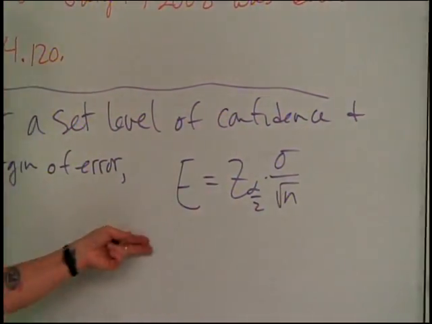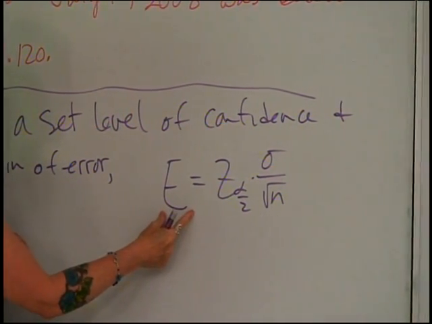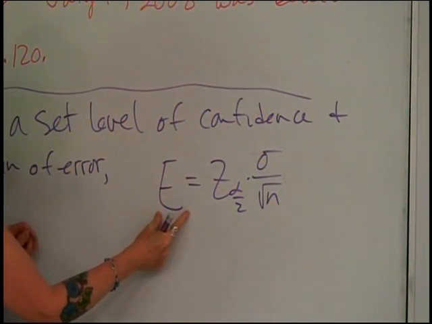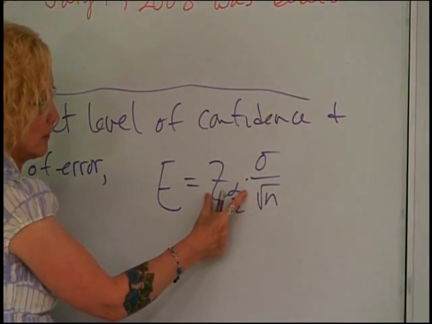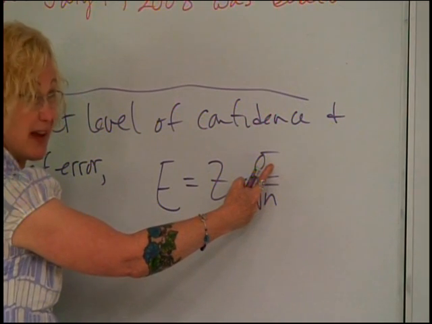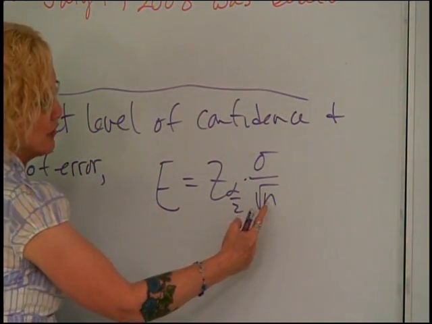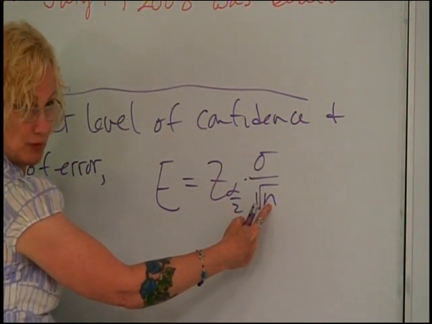And we solved it for n. So you're setting your margin of error in advance. You're setting your confidence level in advance. Population standard deviation is set because it comes from the population. And you can figure out what sample size will get you there.